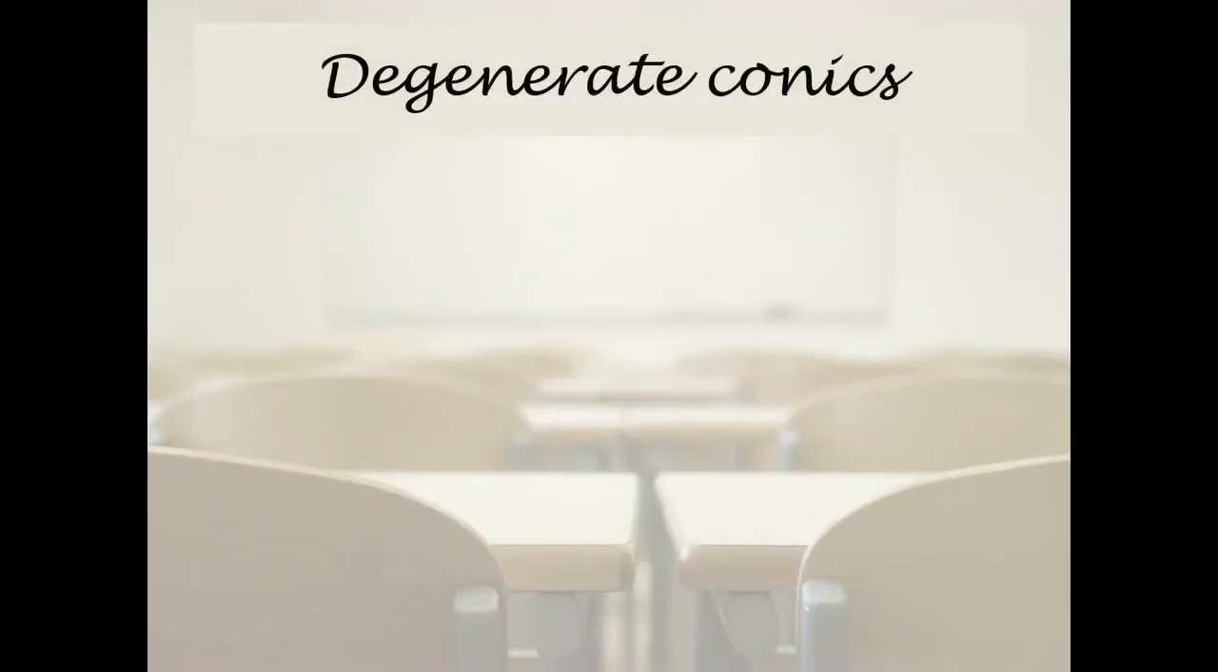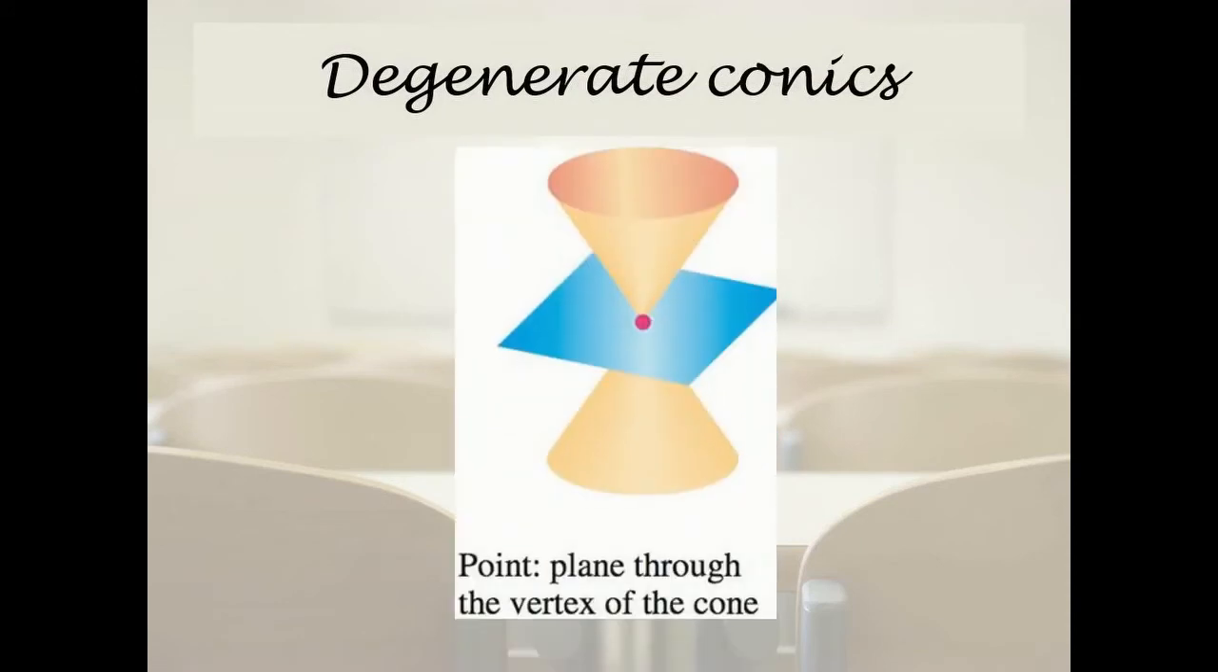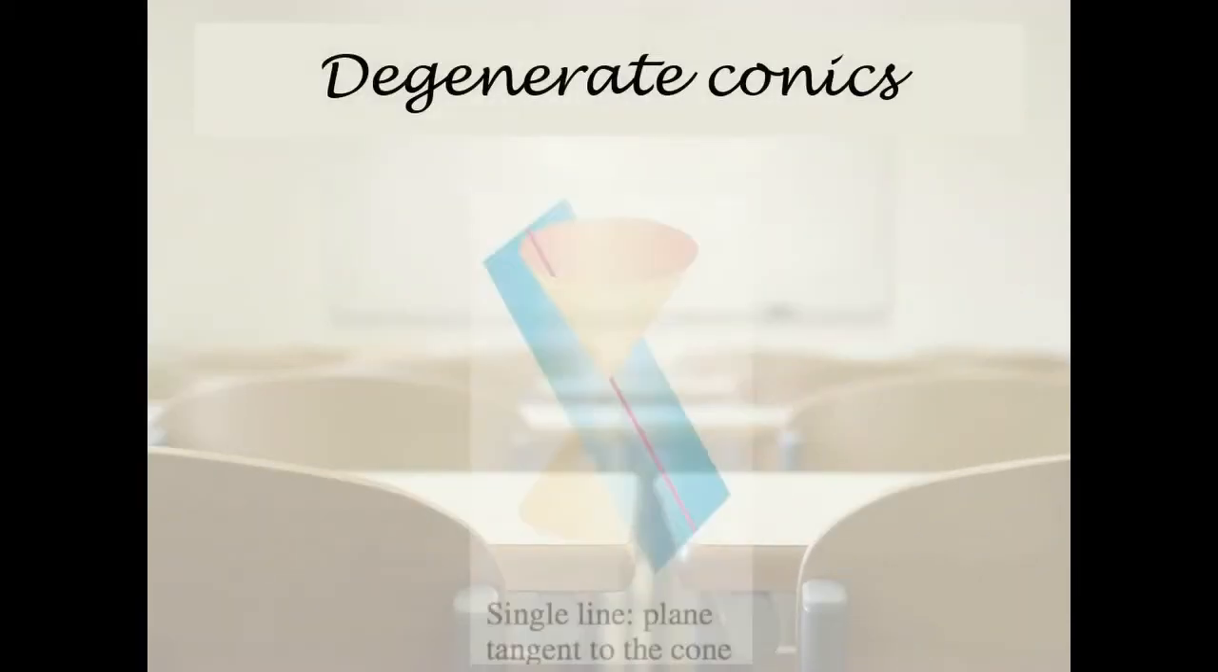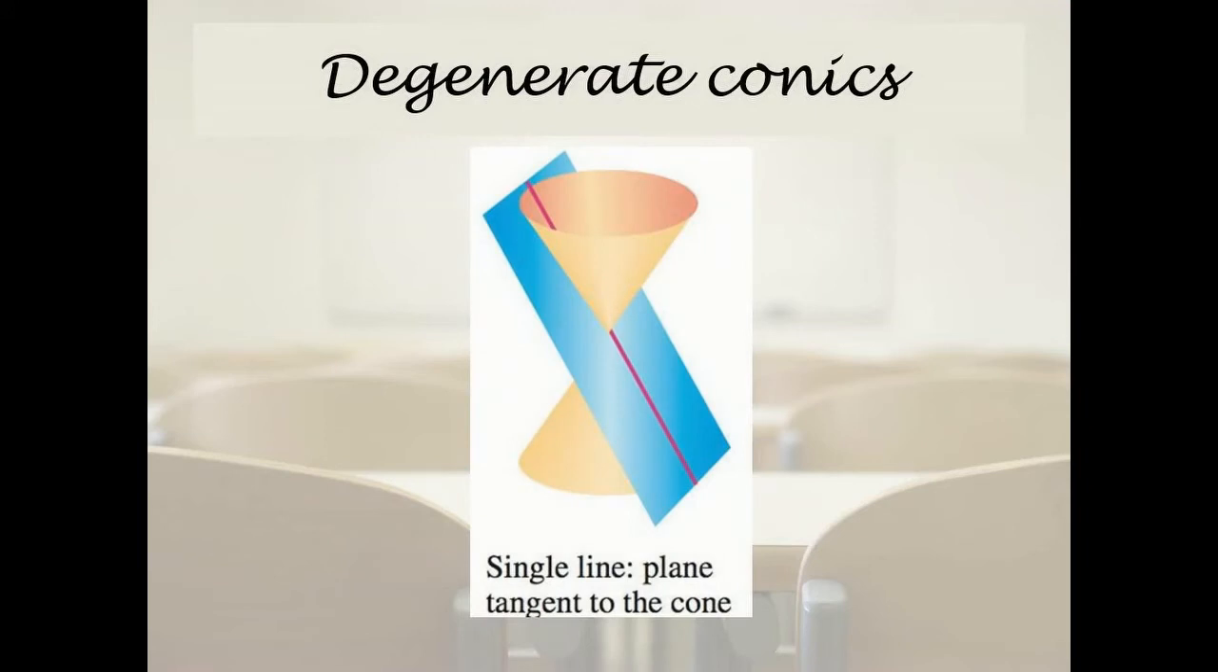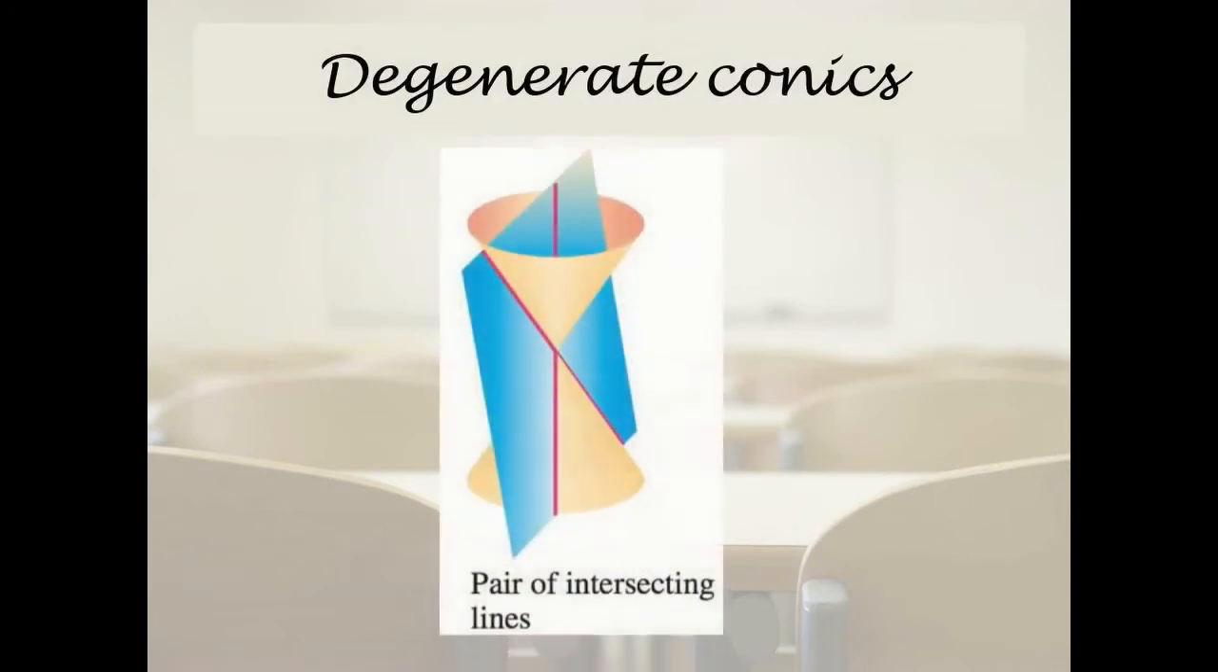Degenerate conics. A point happens when the plane passes through the vertex of the cone. A single line when the plane is tangent to the cone. It is also a degenerate conic when there is a pair of intersecting lines.